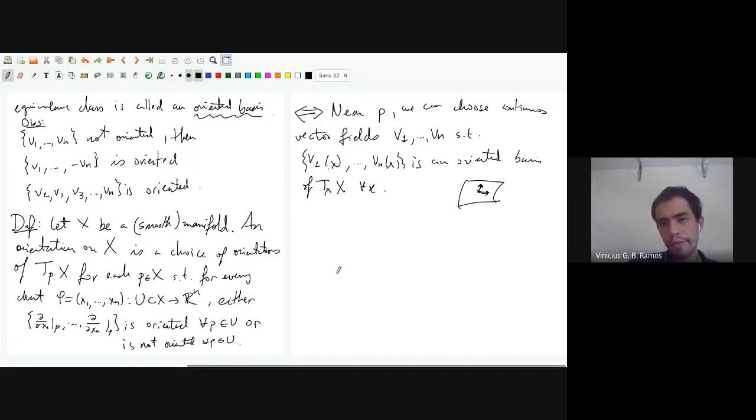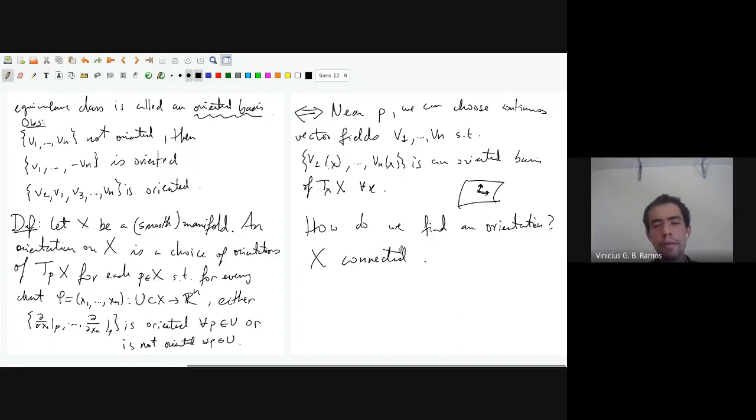Okay, so how do we find an orientation? Well, as I said before, if you want this condition to hold, then if your manifold is connected, what you have to do is you choose a point and you pick one orientation for the tangent space of that point. So you choose one oriented basis.